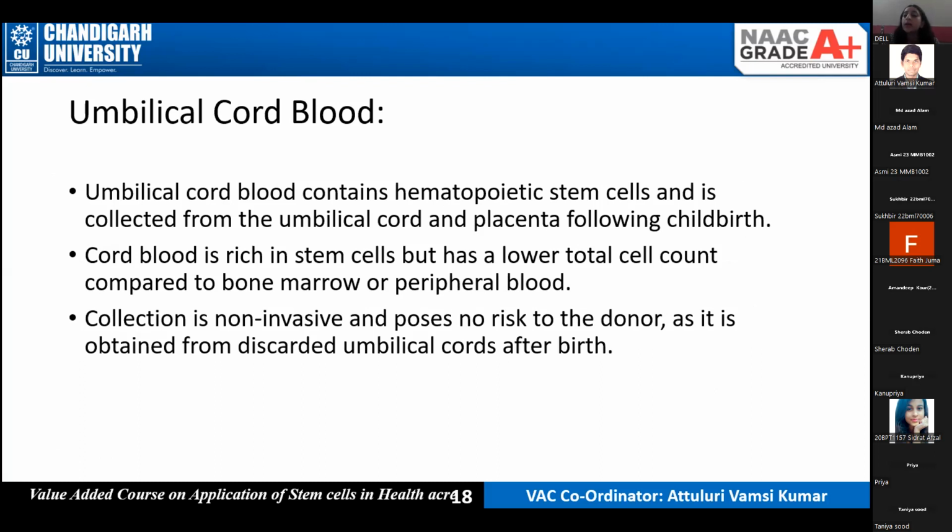Umbilical cord blood also contains hematopoietic stem cells. We can collect these stem cells from the umbilical cord, or from the placenta following childbirth. Cord blood is also rich in stem cells, but has a lower count compared to bone marrow and peripheral blood. Umbilical cord blood collection is non-invasive, with no risk to the donor, because it is obtained from the discarded umbilical cord after birth.